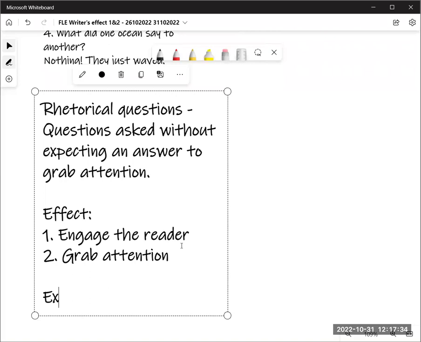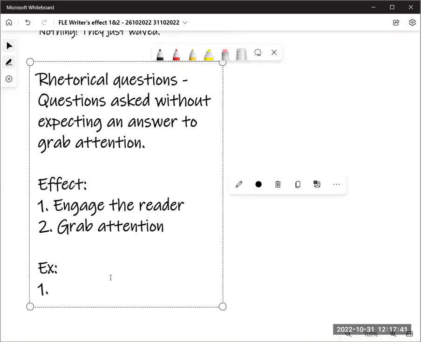Examples could be, did I tell you? Or let's say, what a beautiful day, isn't it? Okay, just a second. Have you finished writing the definition?